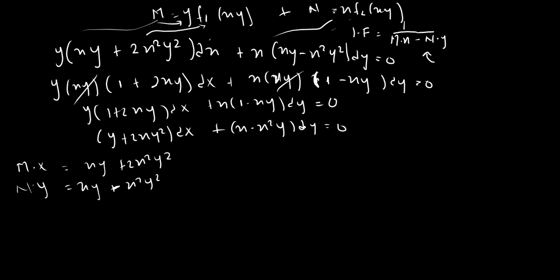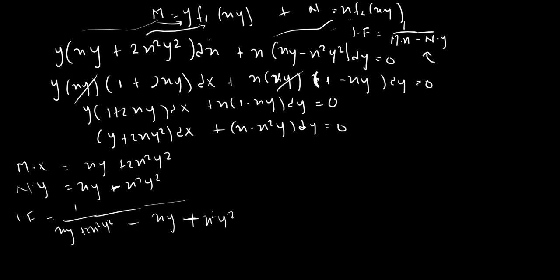Now I'm going to find my integrating factor using the formula 1 over Mx minus Ny, which is going to be xy plus 2x squared y squared minus xy, that's going to be minus, right? So what do we have? Okay, we have a negative sign. So this is going to be minus times minus, which is going to be plus x squared y squared.